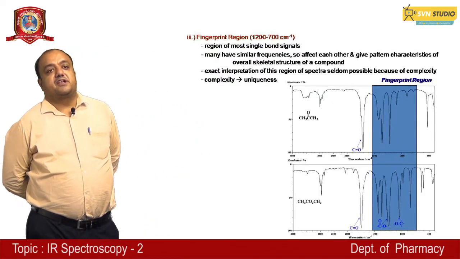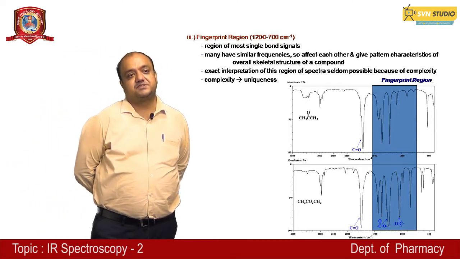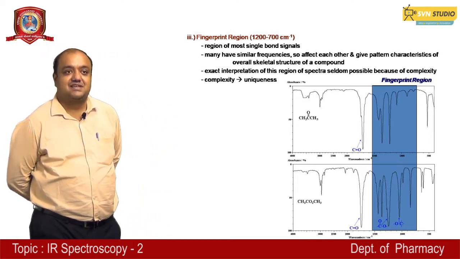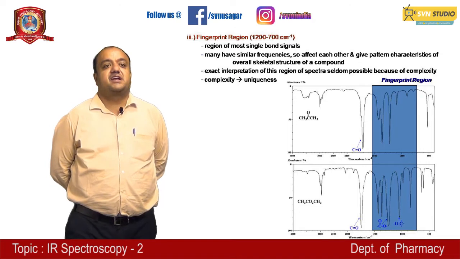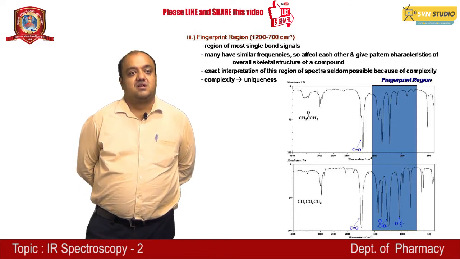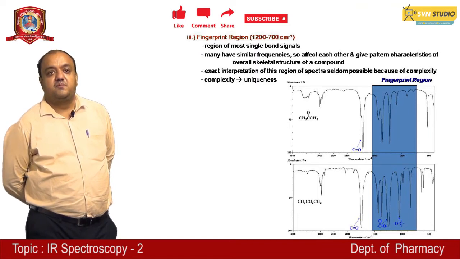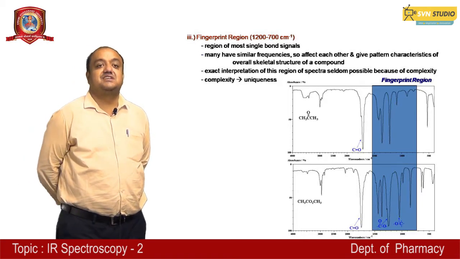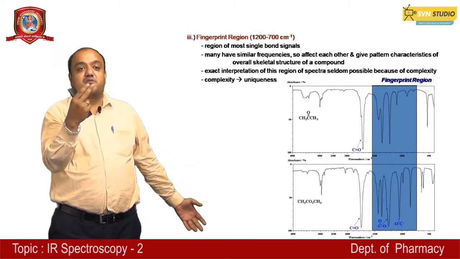Third region is the fingerprint region, which shows absorptions at 1200 to 700 centimeter inverse, the region of most single bond signals. Many have similar frequencies, so they affect each other and give patterns characteristic of the overall skeletal structure of the compound. Exact interpretation of this region of the spectrum is seldom possible because of complexity. The complexity is the uniqueness, and this is the fingerprint region, and this is an example of the carbonyl group.